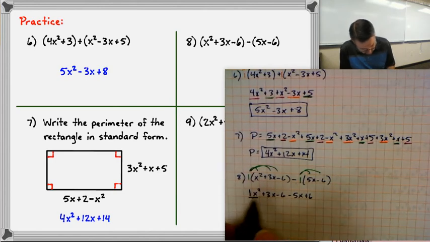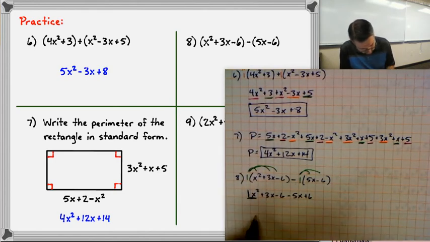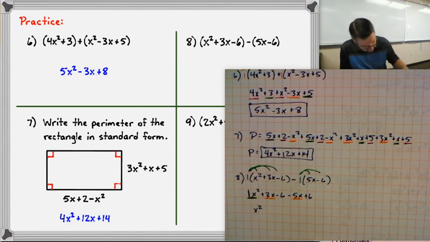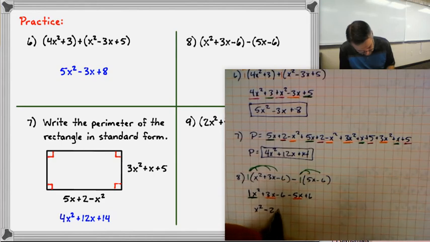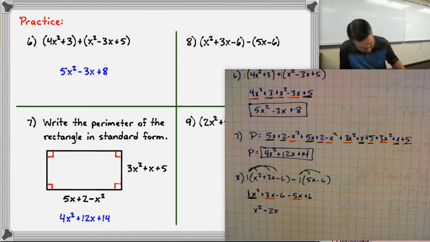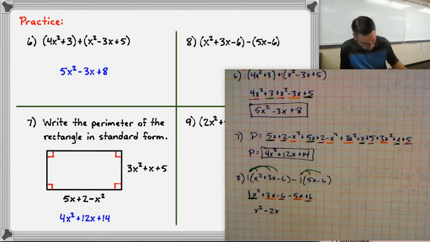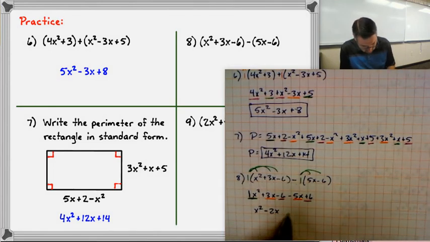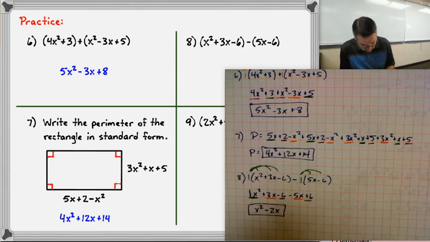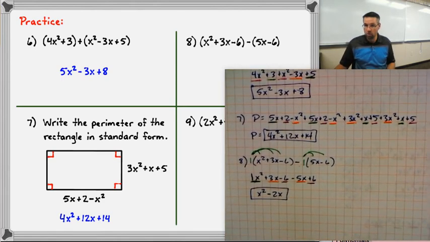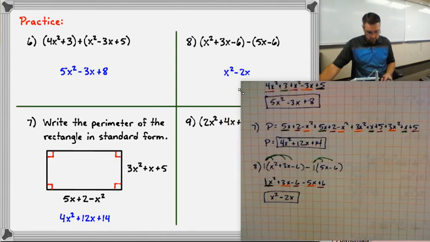Combining like terms now, we have only one term with x squared in it. We have one of them, so all we have to do is put x squared. And then we have 3x and negative 5x, so that combines to be negative 2x. And then we have negative 6 and positive 6, which actually becomes 0. So you don't need to put plus 0. You can just leave it like that, and that is your answer. All right, so we are good there.